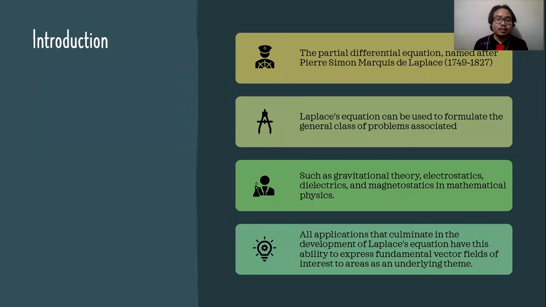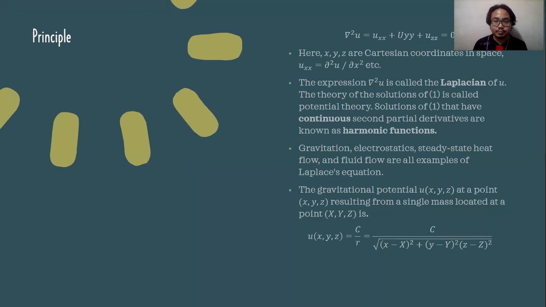The Laplace equation is a partial differential equation named after Pierre-Simon, Marquis de Laplace. The Laplace equation can be used to formulate the general class of problems associated with gravitational theory, electrostatics, dielectrics, and magnetostatics in mathematical physics. All applications that culminate in the development of the Laplace equation have the ability to express the fundamental vector field of their interest in the area as an underlying thing.